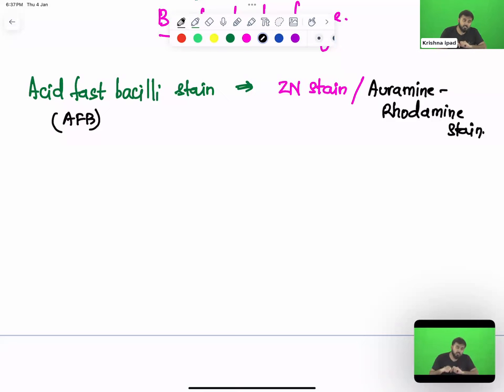Sir, why did you choose this test directly? Why can't you go to PCR and all these things? Because this test rapidly detects whether the patient is having TB or not. Very fast, we can see within a sputum whether there are Mycobacterium tuberculosis bacilli or not. And moreover, this test is inexpensive. It is not expensive. So that is the reason why we will start with this test.